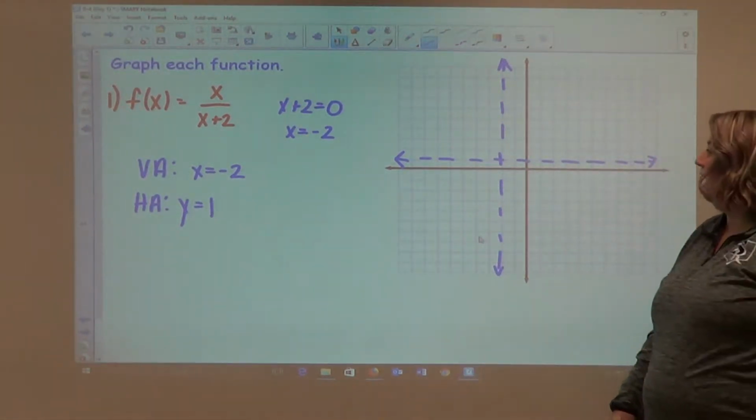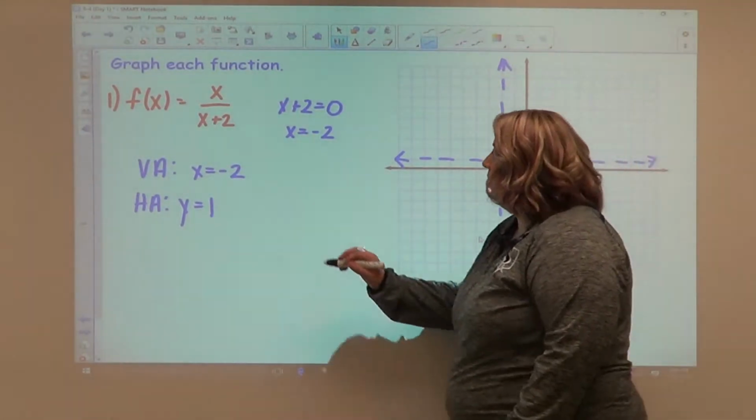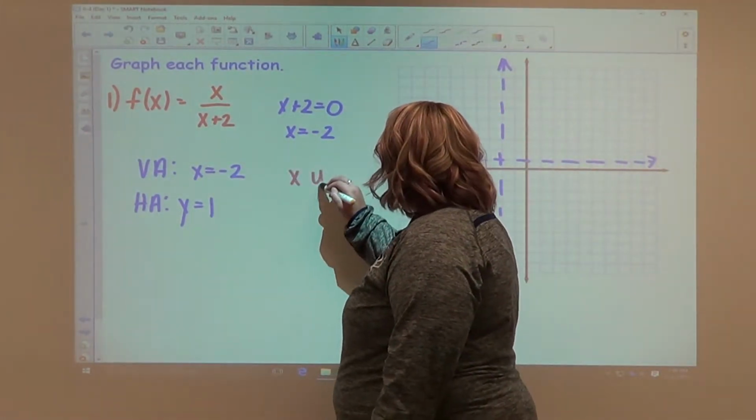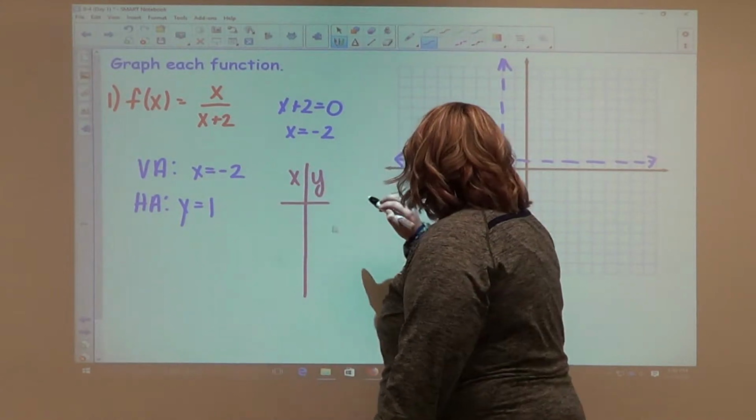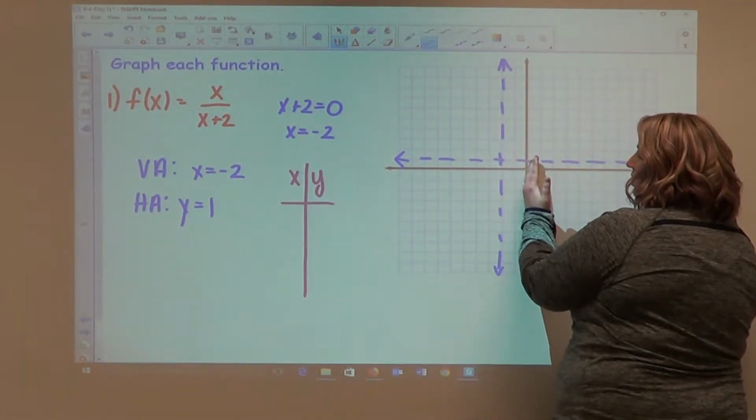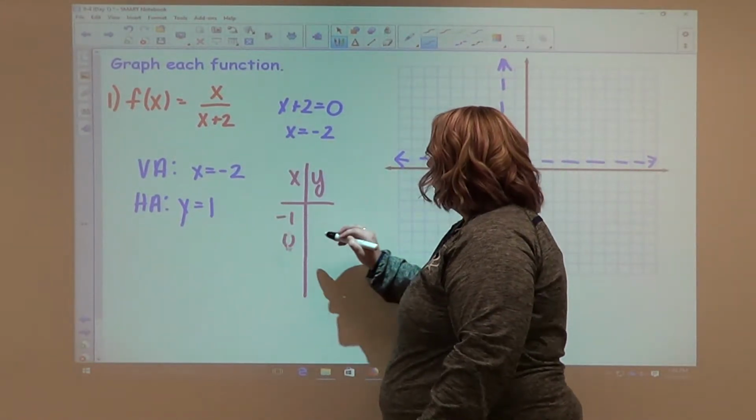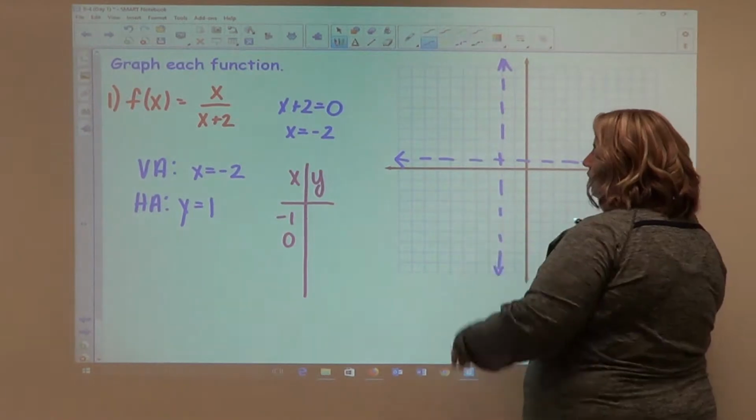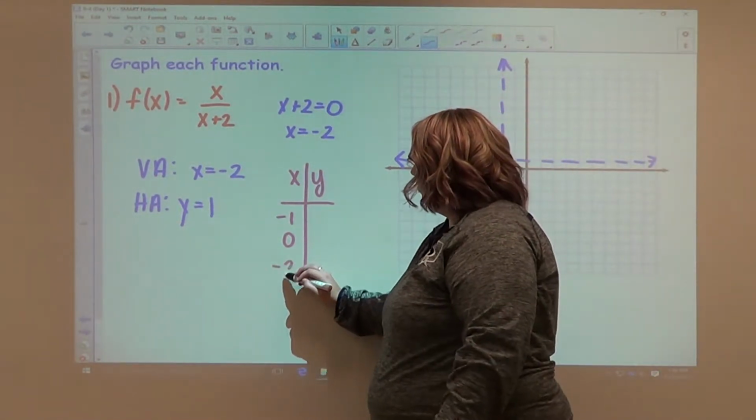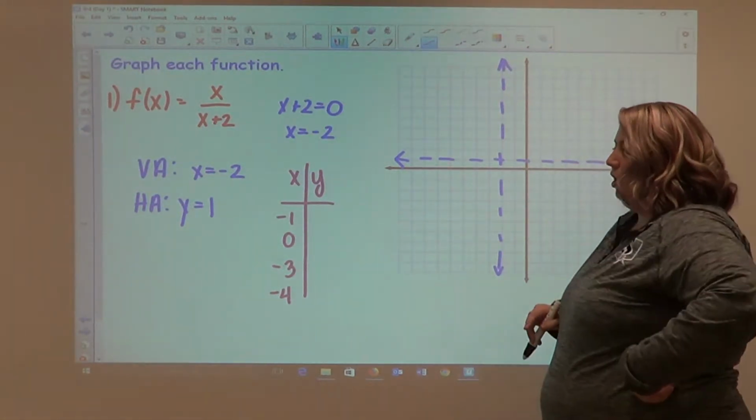Okay, graphing. Graphing is the same way that you did it last time. You're going to pick two numbers that are on either side of the vertical line. So I'm going to pick -1 and 0 that are on the right side. And then I'm going to pick -3 and -4 that are on the left side. Then I just plug them into my equation.